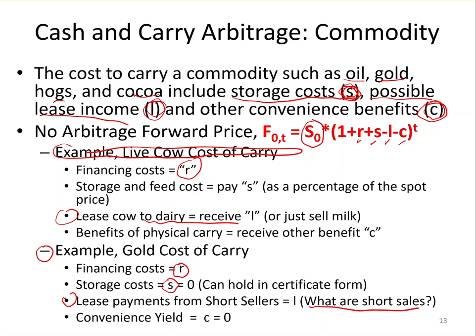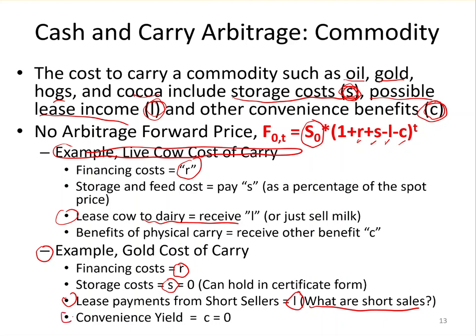What are short sales? In other courses, you may learn that a short sale is just a sale of an asset before you actually buy it. You sell it first and then buy it. So the question is, well, where did you get it? If you want to short sell gold, you need to borrow it from somebody, sell it, and then buy it back. Well, when you borrow it from somebody, they're not going to give it to you for free. They're going to lease it to you. So the lease rate on gold is actually what's being paid by the short sellers.